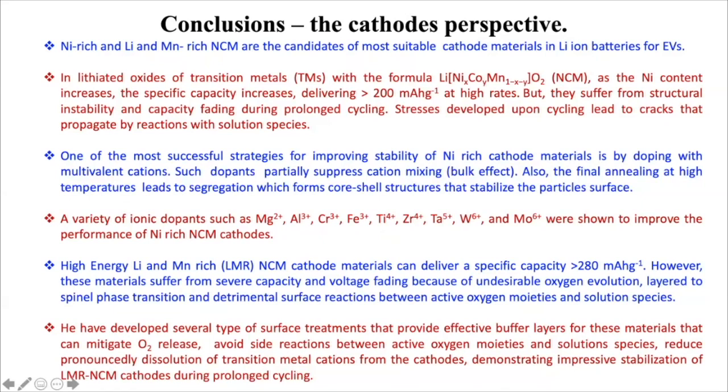High energy lithium and manganese rich, what you call LMR, NCM, cathode materials can deliver specific capacity of more than 280 milliamp hours per gram. However, these materials suffer from severe capacity and voltage fading because of undesirable oxygen evolution, layer to spinel phase transformation, or similar structural changes, and detrimental surface reactions between the active oxygen moieties and solution species.